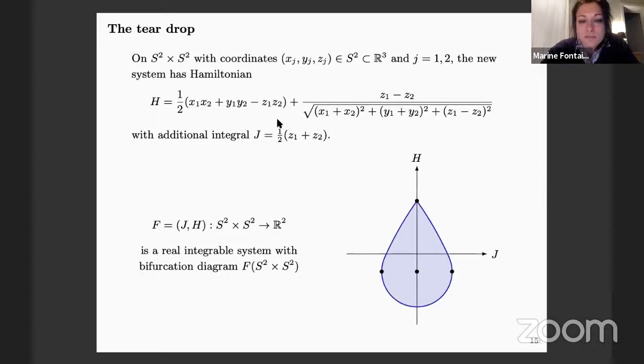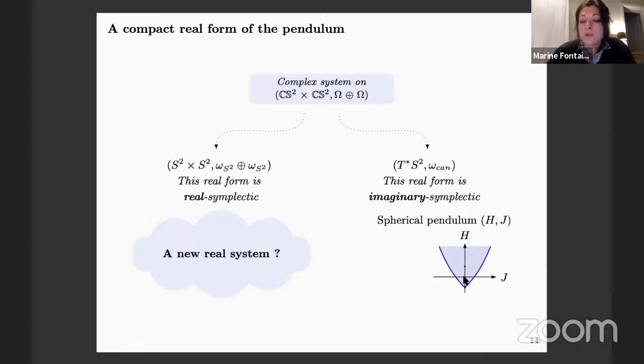And the additional integral, which on T*S2 was given by the SO2 rotation, also becomes an SO2 rotation on the product of two spheres. The image of the bifurcation diagram of this integrable system looks like a teardrop, and it has four rank zero critical values. This is because the spherical pendulum has only two rank zero critical points. But when you complexify, this complex Hamiltonian system also has singularities, and actually it has four. When you take these four critical points and descend to the real form, only two of them belong to the T*S2 real form.